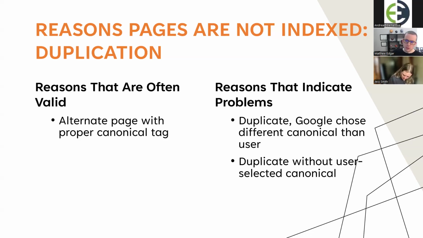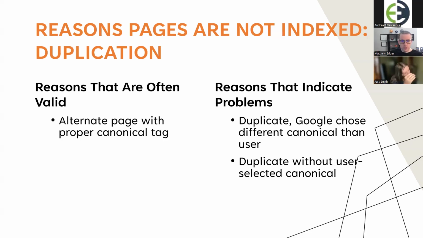So duplicate, Google chose different canonical means that as Google was going through your website, they saw your canonical tag, but they didn't agree with your canonical tag. They think you need to do something different with your canonical tag. So in this case, Google is making a decision that contradicts the decision that you made, and you want to understand why. Why did Google make a different decision than you did? And is that okay?